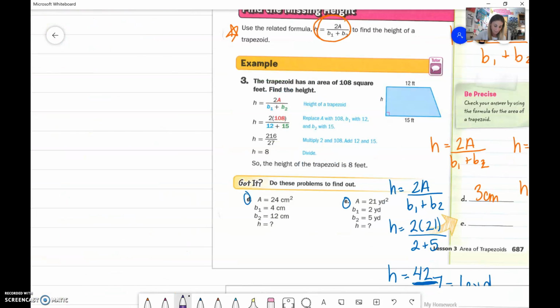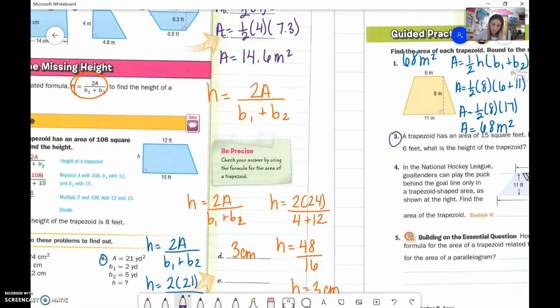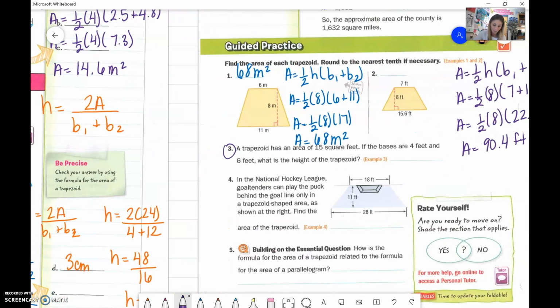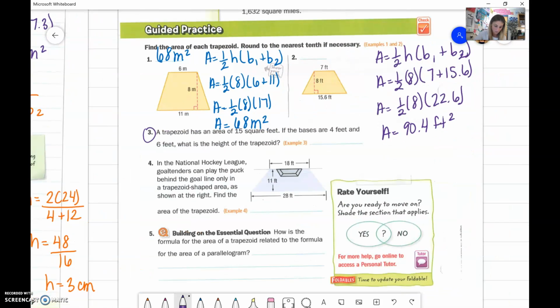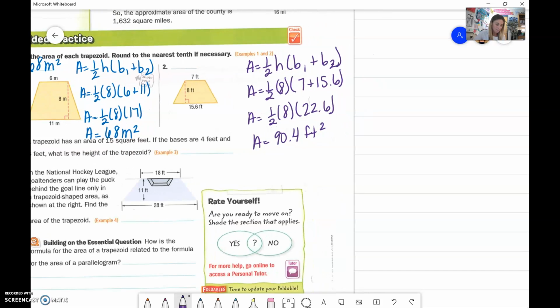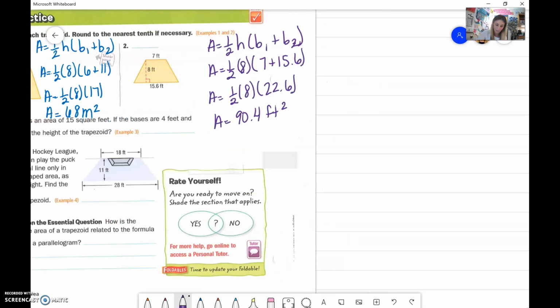So again, your missing dimension is right here. So let's just copy that over. I'm trying to figure out where I have some room. I'm going to just kind of bring it over here. So our missing dimension, okay, you could probably write down below, but I'm going to write over here. Our missing dimension is height equals 2 times our area divided by base 1 plus base 2.